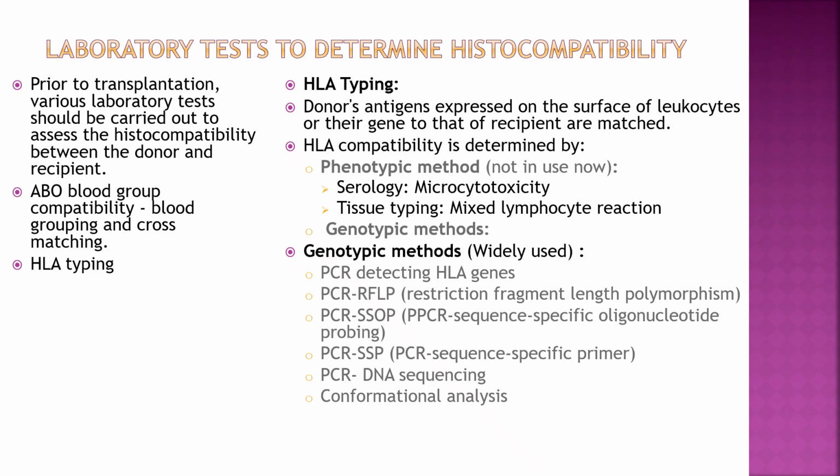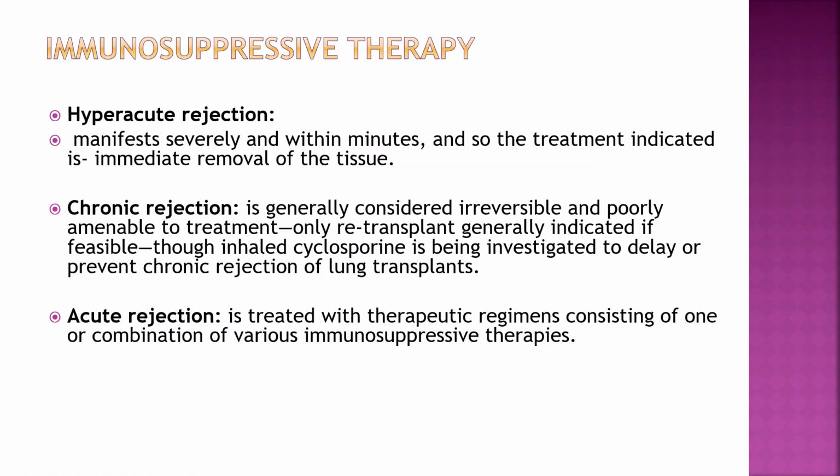HLA compatibility is determined by phenotypic and genotypic methods. So phenotypic methods are not in use now: serology, microcytotoxicity, tissue typing, mixed lymphocyte reaction. Genotypic methods are widely used, PCR detecting HLA genes: PCR RFLP, restriction fragment length polymorphism; PCR SSOP, that is sequence specific oligonucleotide probing; then PCR SSP, sequence specific primer; PCR DNA sequencing, conformational analysis.